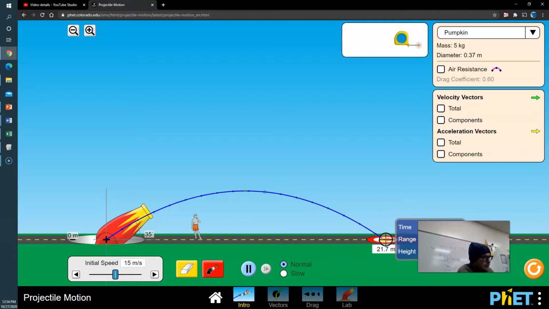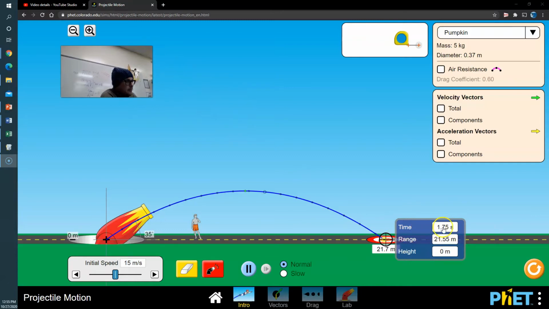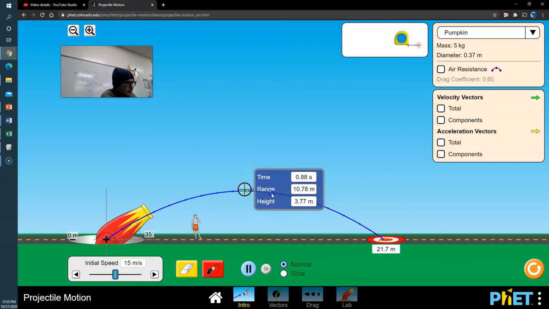If you put this over here, you can see that the time of flight is 1.75 seconds. The range is 21.55. And if we go over here to the top, the height is 3.77. So those are the equations as a function of the initial velocity and the angle that we are going to derive in this video.